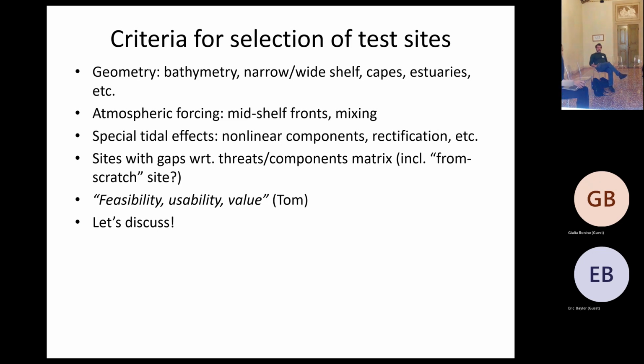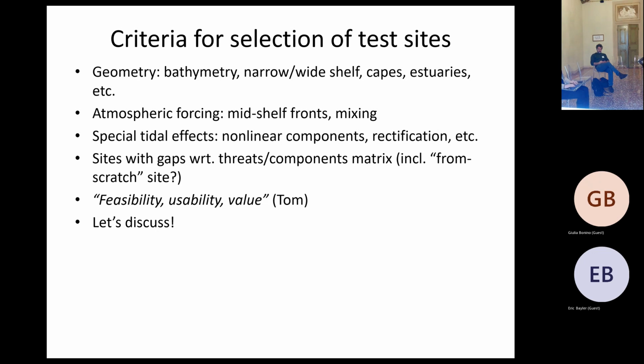Now, we have some other ideas here. So we have Nadia's initial list of criteria. Well, I didn't have the list when I wrote this, so just some other ideas which I may have. So there should probably be a variety of geometry, so bathymetry, narrow or wide shelf. So this clearly will be very different in terms of results, presence of canyons, and so on.